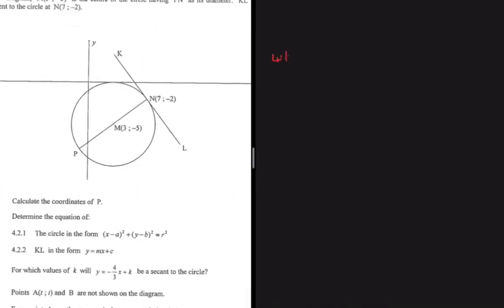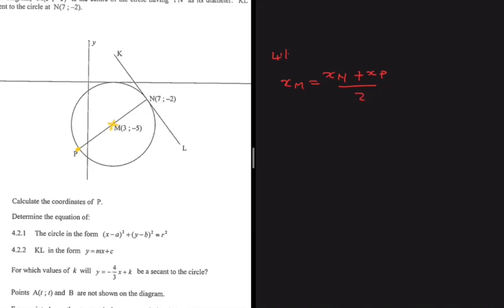Let's go ahead and calculate the coordinates of P. So we have 4.1, which is saying let's calculate the coordinates of P. We can see fully well here that M is the midpoint of the line PN, right? So if we were looking for the x coordinate of M, we would say that x of M is equal to x of N plus x of P divided by 2, right? That's what we would do. We would be applying the midpoint theorem, right?